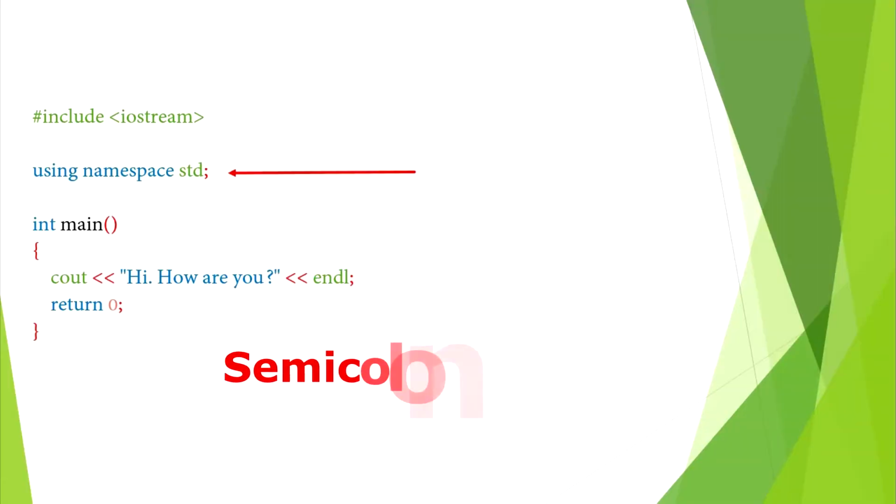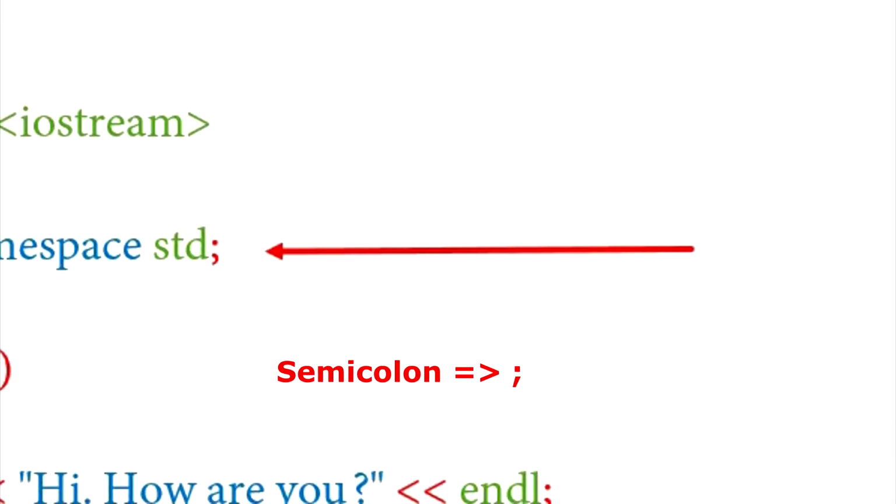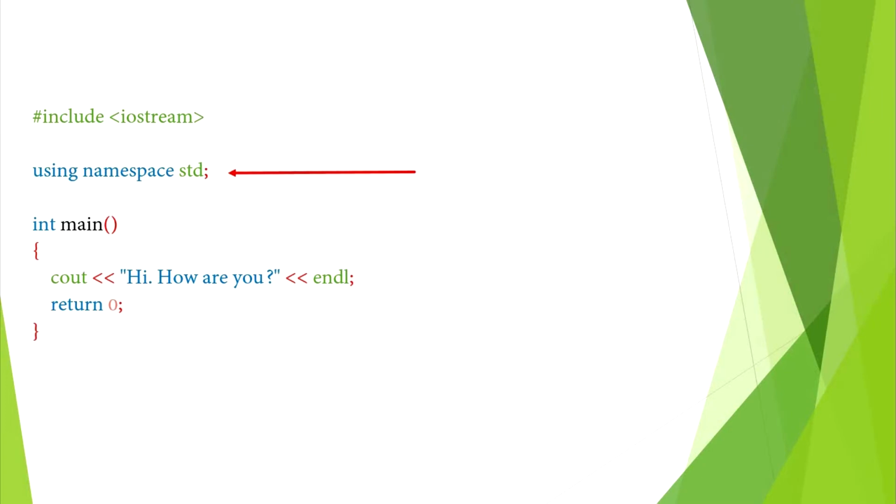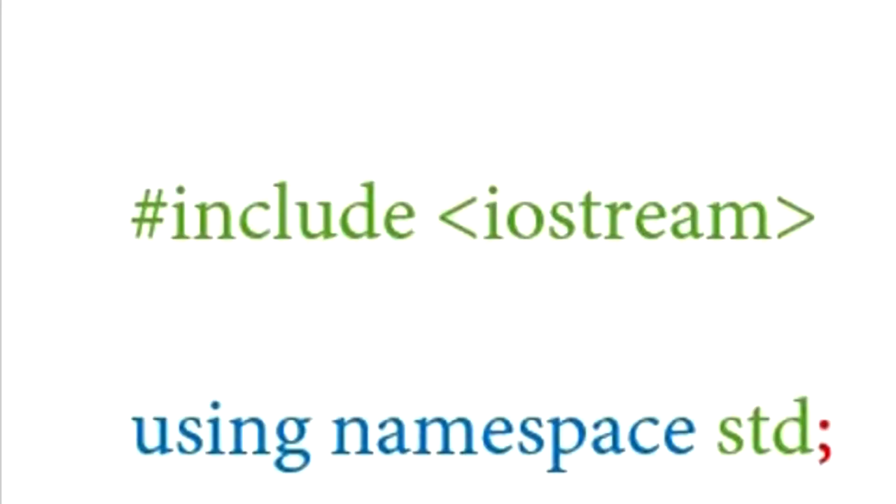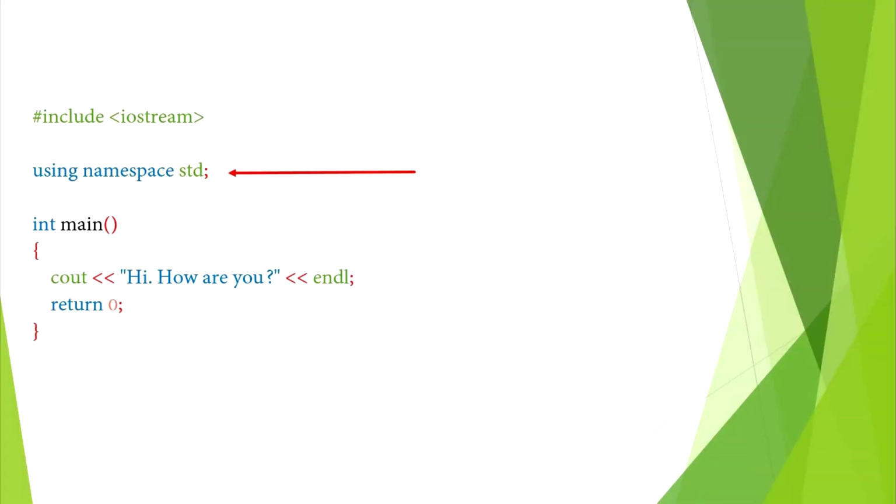Also, notice the semicolon at the end of this line. In fact, a semicolon is also a command in C++ that lets the compiler know that we have reached the end of a C++ statement. It is worthwhile to note that while using a precompiler directive, like include iostream in the first line, we don't need to put a semicolon. For C++ statements, a semicolon is necessary.